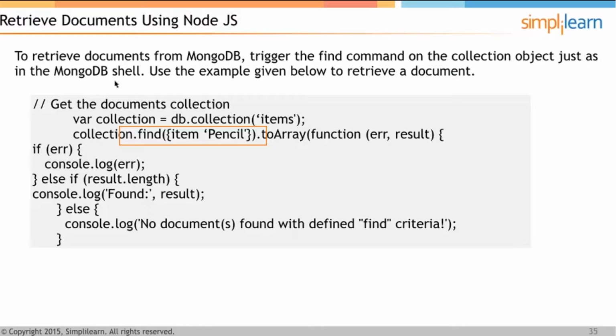Again, it returns two things. The first parameter is the error, or the result. If it's an error, give the error to the console. If it's the result, output the found along with whatever results we have got. And if that also doesn't happen, you can just say in the console that I couldn't find any document which had the criteria specified in the find function.